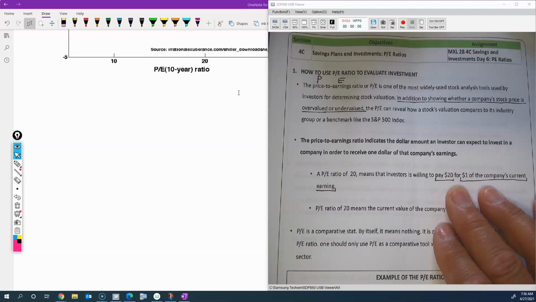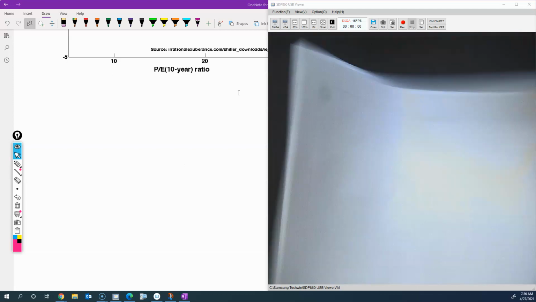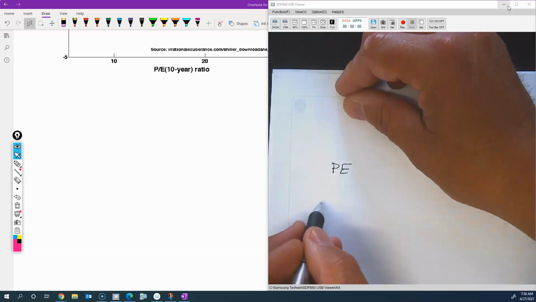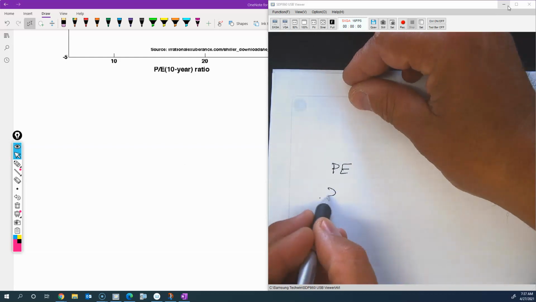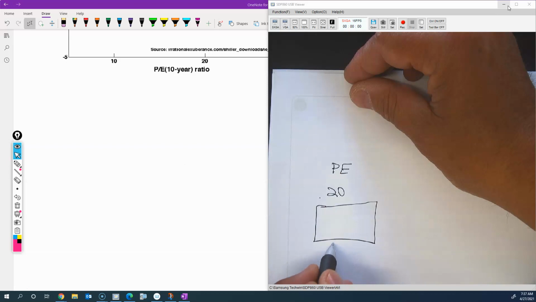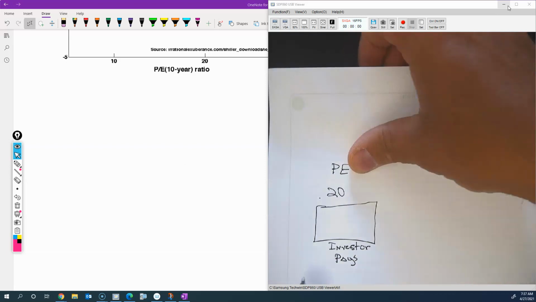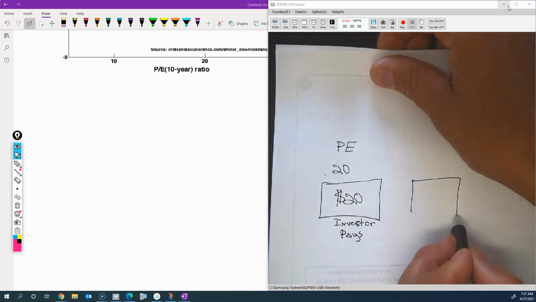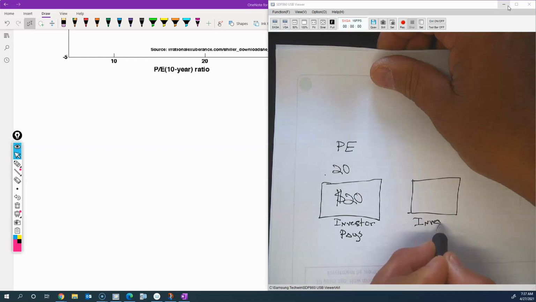Confused? A little, okay. All right, so if we think of it this way, we were comparing two companies. One company has a PE rating of 20. Okay, so what that means is, this is you, the investor. The investor is willing to pay $20, and what the investor gets is $1 of profit from the company.